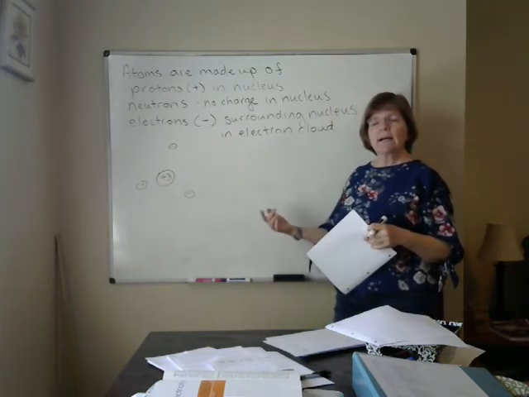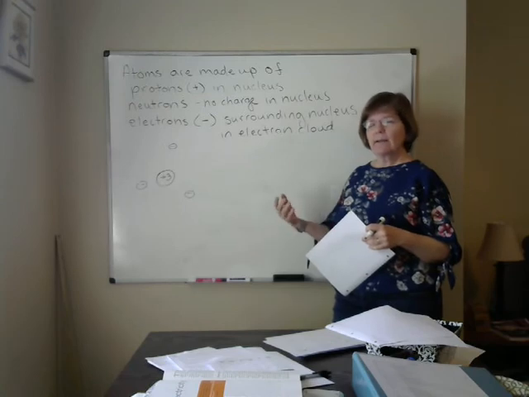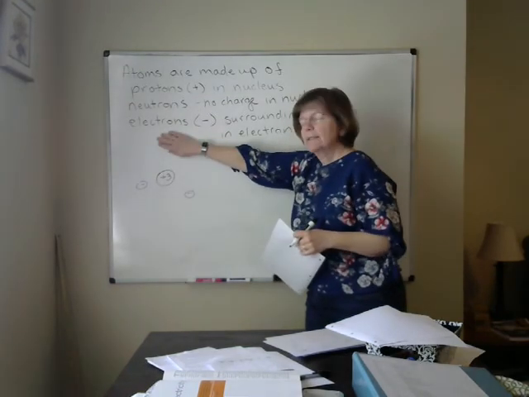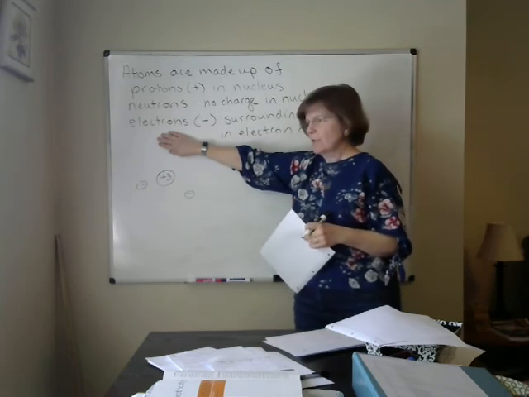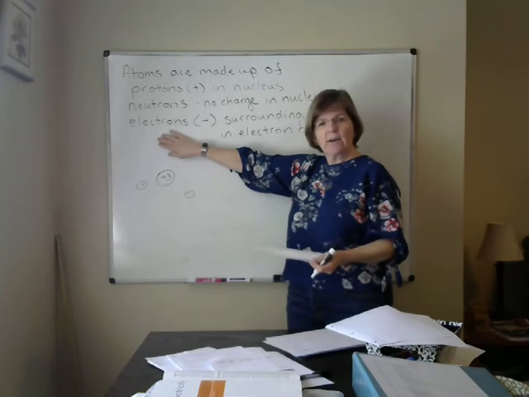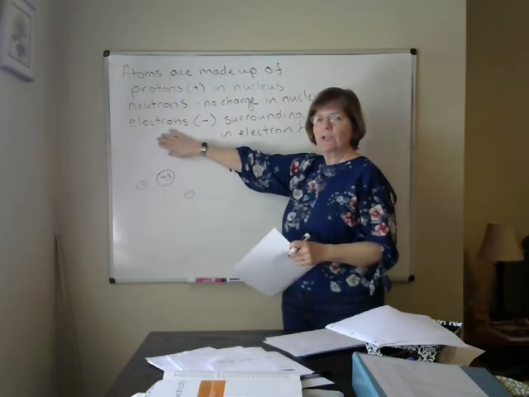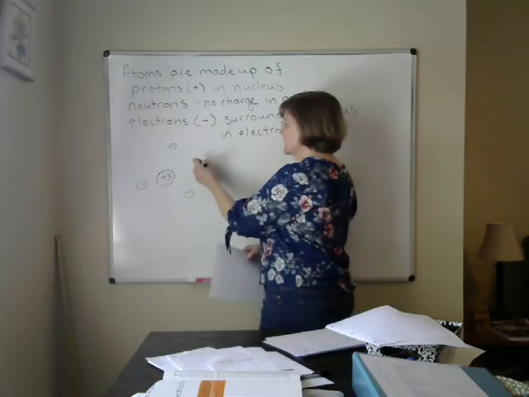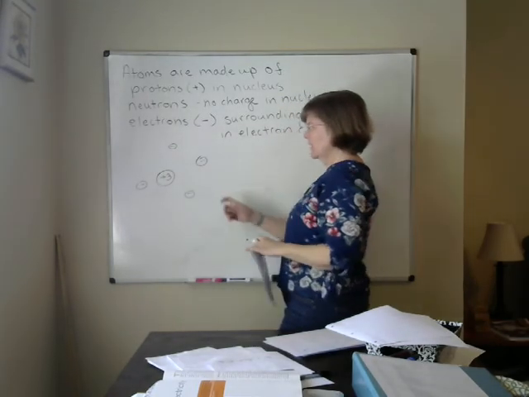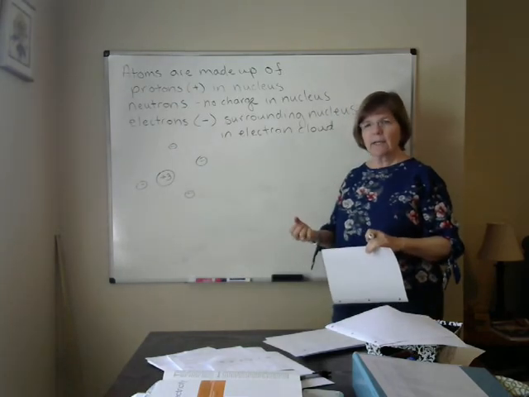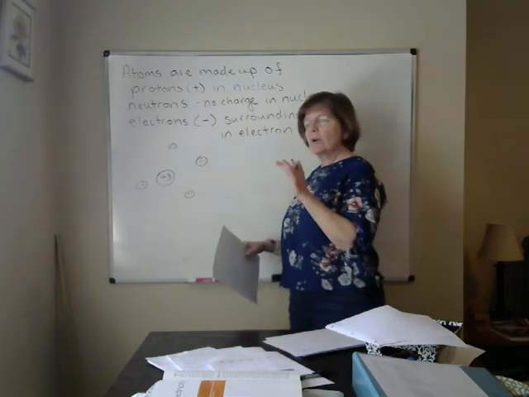Now, sometimes atoms donate an electron. If they give away an electron, this is going to have a +1 charge because now it's got a +3 and only 2 electrons. That's called an ion. That would be a positively charged ion. Sometimes an atom will accept an extra electron, in which case we get a negatively charged ion, okay?